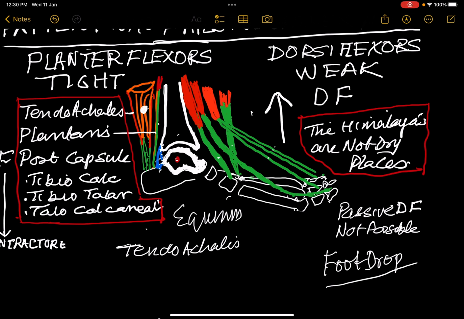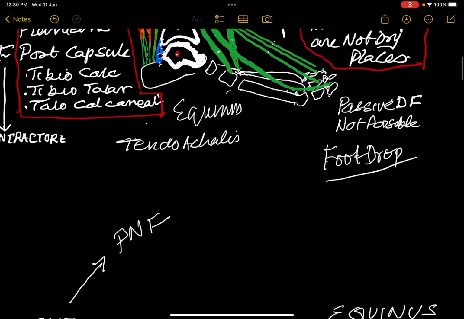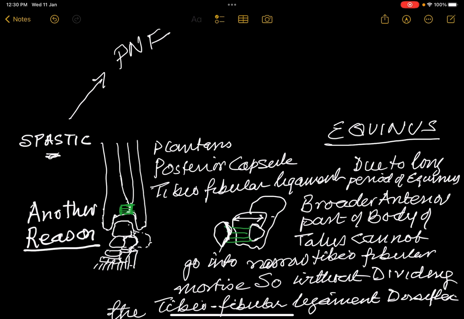But still, you may not be able to dorsiflex, and the reason for that is that the anterior portion of the body of talus is wider in front as compared to behind. So in the tibiofibular mortise, the tibiofibular ligament is contracted, and the mortise does not allow the wider anterior body to come in. So in this case, you may have to divide the tibiofibular ligament to be able to correct the equinus deformity.